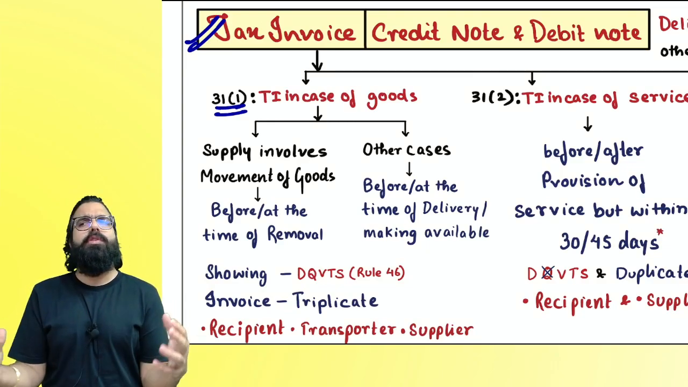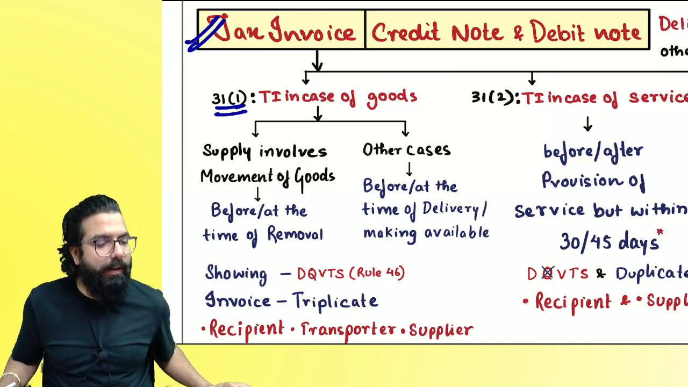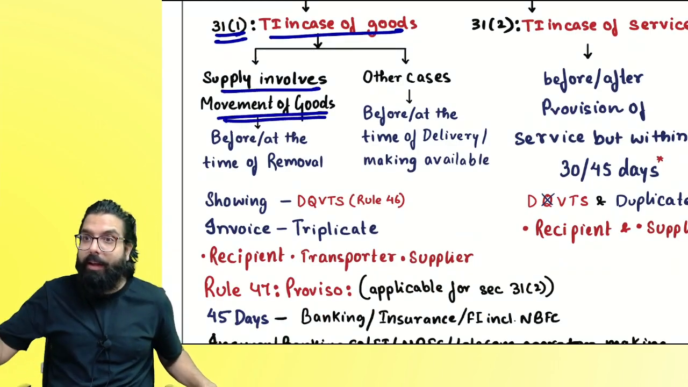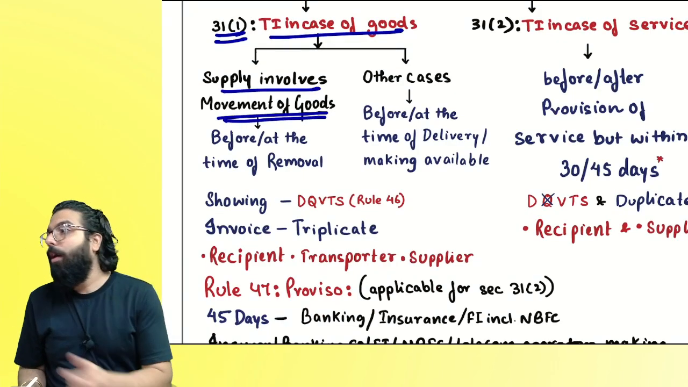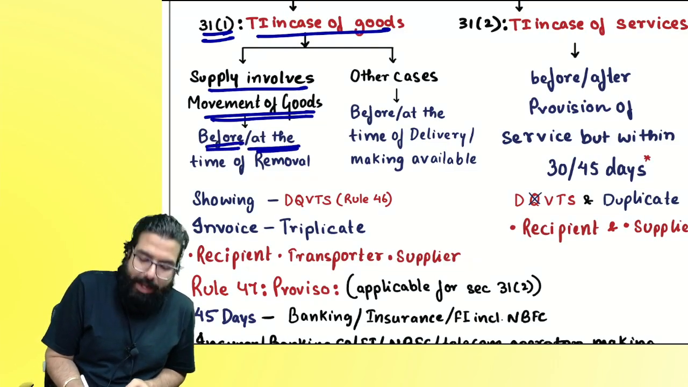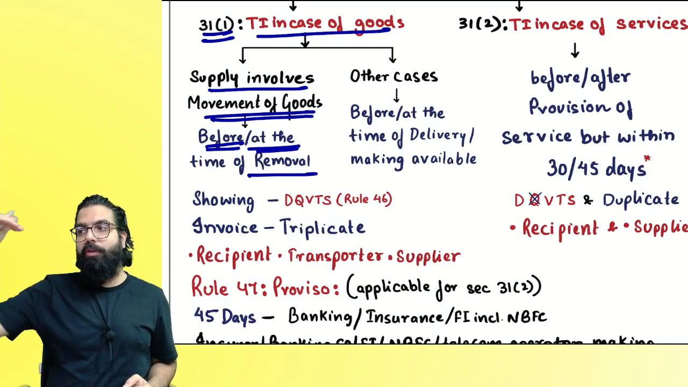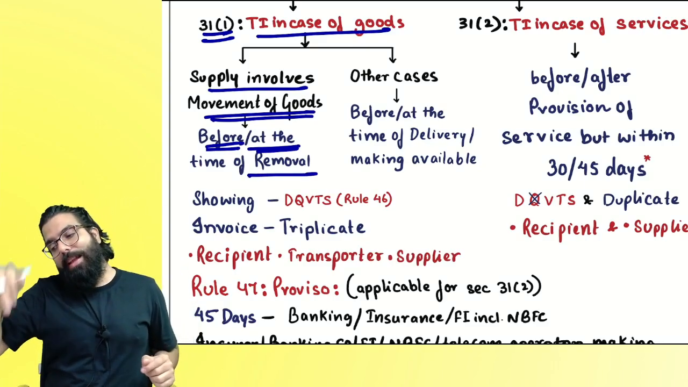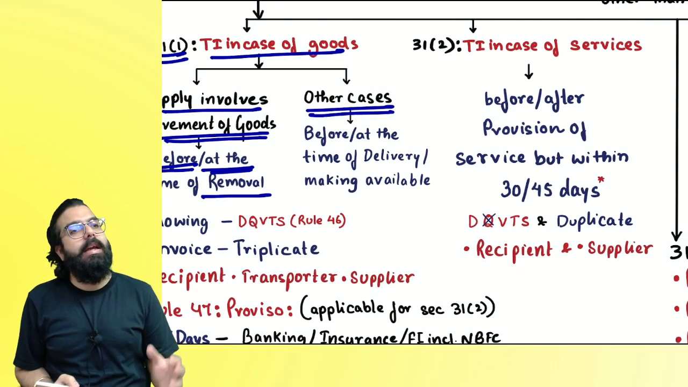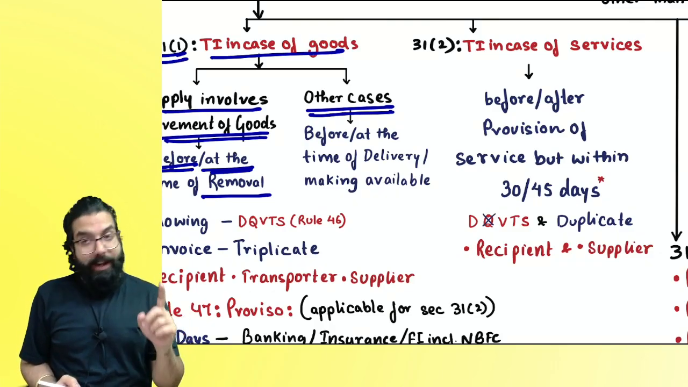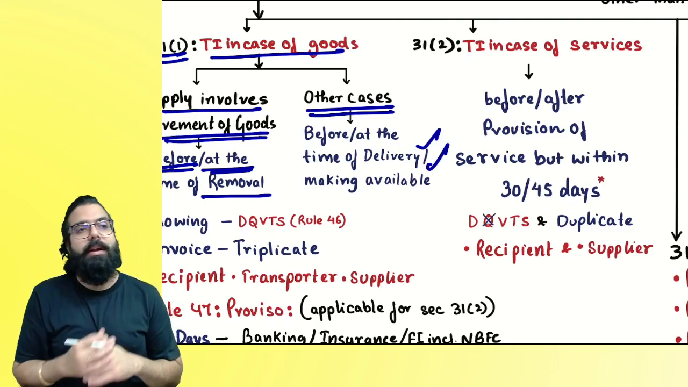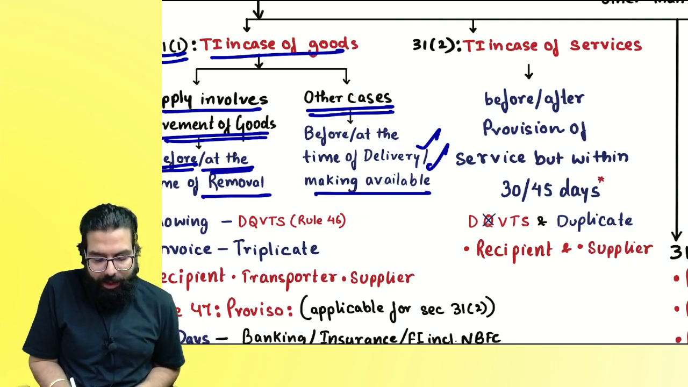Section number 31(1) goes ahead and says if you are a person who is supplying goods, then if your goods involve movement, means it is going from you to the recipient, movement is there, then always you have to generate the invoice before or at the time of removal. When you are going to remove from your factory, before or at that time your invoice should be raised. If there is no movement, any other case, always invoice should be raised at the time of delivery or making available. Delivery means when risk and rewards are being transferred, that time you should go ahead and raise the invoice.